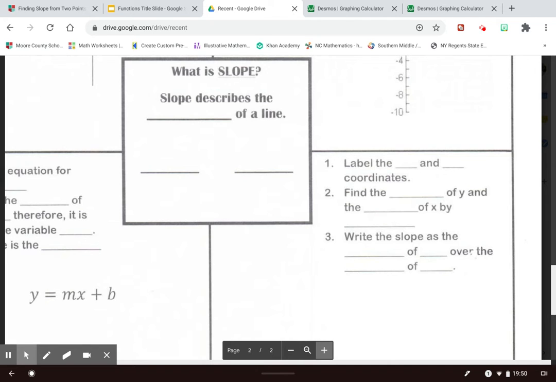And so, just by way of reminding ourselves what slope is: slope describes the steepness of a line, and slope is the change in y over the change in x. And we learned also that slope is rise over run. So those are the things we already know about slope, in addition to the fact that slope is the m value of your linear function, y equals mx plus b, or f of x equals mx plus b. That m value there in the function is the slope.